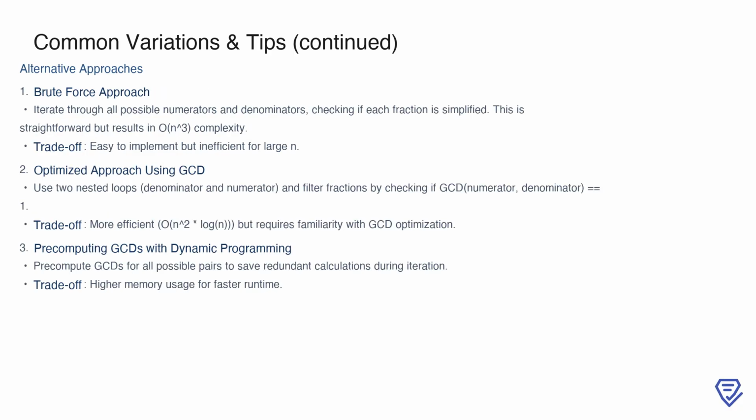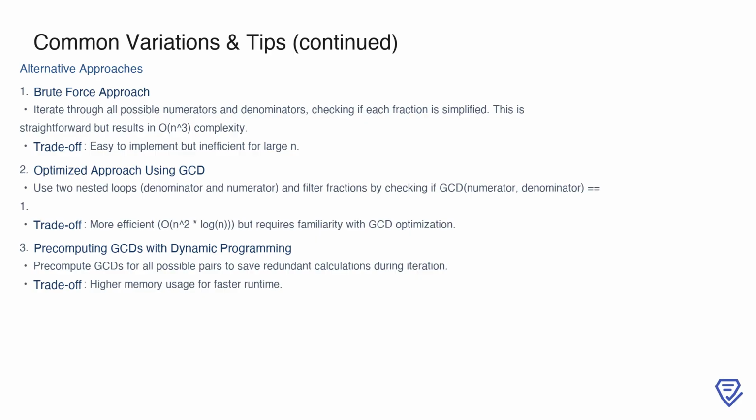There are several approaches you can take to solve this problem. A brute force method involves iterating through all possible numerators and denominators and checking if each fraction is simplified. While this is easy to implement, the n cubed time complexity makes it inefficient for larger inputs. A better approach uses the GCD function to filter fractions. By nesting loops for the denominator and numerator and verifying that GCD(numerator, denominator) equals 1, you can reduce the complexity to O(n² log n). This method is both efficient and accurate but requires an understanding of GCD optimization techniques.